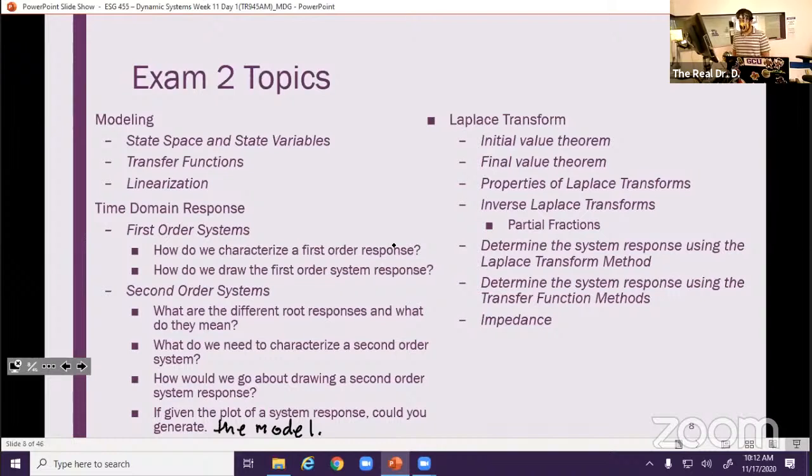And then Laplace transforms, right? Initial value, final value theorems, the different properties, but you guys have those on the master sheet, right? You got initial value theorem, final value theorem, and the important properties that you need on there. Inverse Laplace transforms, right? So we want to know how to do partial fractions just like we did previously, in the problem we just ran through, but also some of the other problems that we'll do today. We want to determine the system response using the Laplace transform method. We want to do the same thing using the transfer function method, and we want to know how to use impedance.